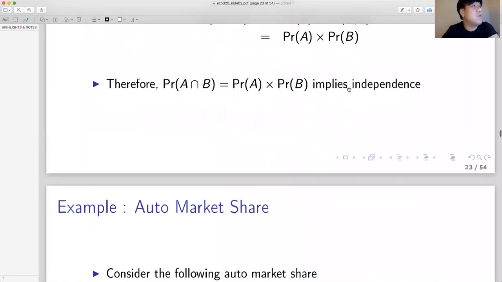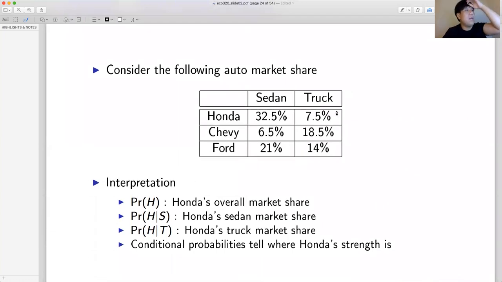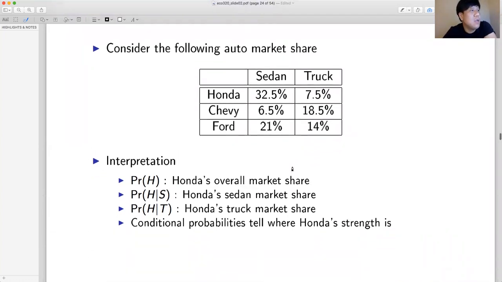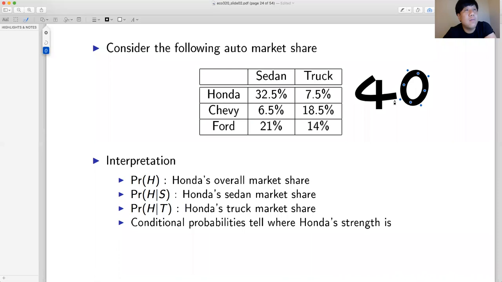Okay, these were the independence, and let's consider automaker share. For example, these are some distributions. The interpretation of probability of H is Honda's overall market share, because that is a probability of H, right? So what is the probability of somebody buying Honda? The summation of this is 40%. Of course, these are coming from some random numbers. So probability of Chevy is 25%, and probability of Ford is 35%.